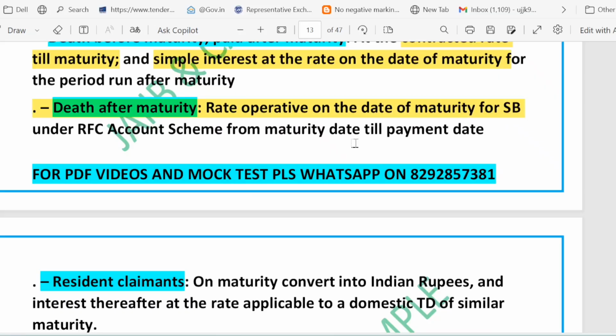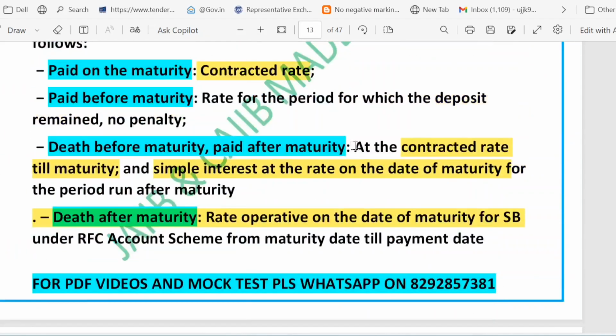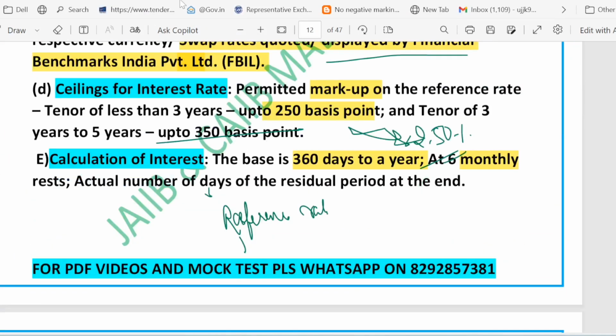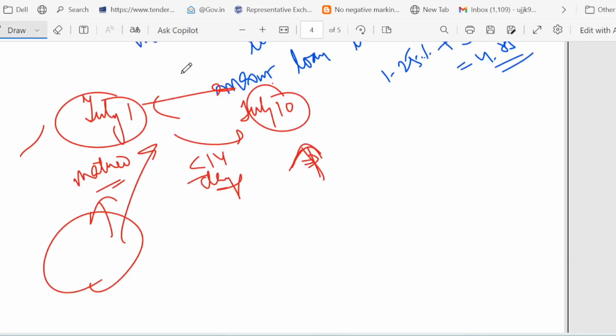So that is death after maturity. For example, suppose the depositor dies after the FD has already matured and the money was still with the bank. The bank pays interest from the maturity to the payment at the RFC savings bank rate that applies on the maturity date. So let me give you one example to make you understand all these cases. Right? Clear?